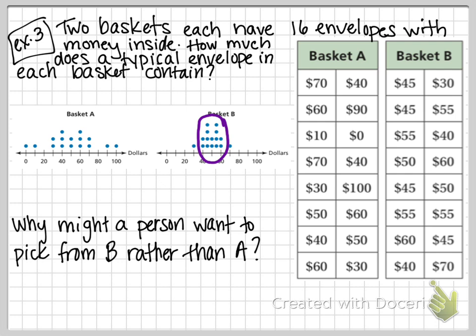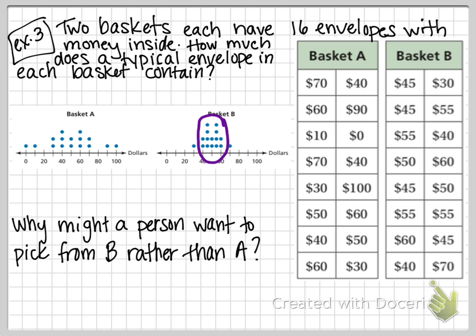Now, which one could you pick the most money from? If you were going to pick one, which one would you want to pick from to try to get the biggest amount? Yeah. A has $100. There's no $100 in basket B, but you're more likely to get more money on one pick in basket B. What if you get nothing? Or nothing, that's true. High risk, high reward.